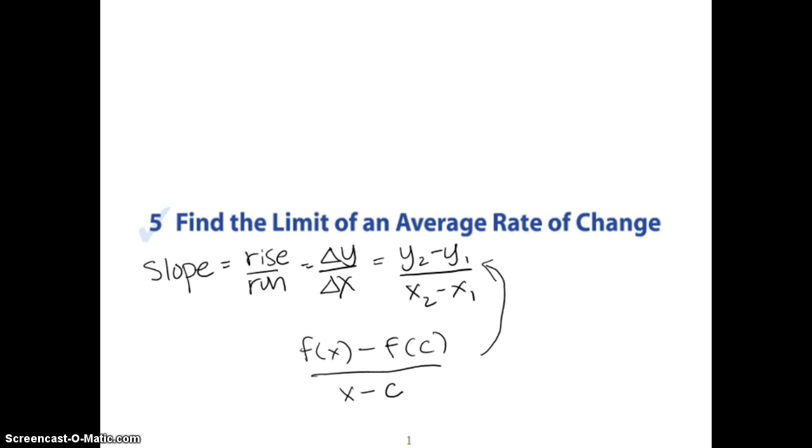For this unit, we're going to be finding the slope or the average rate of change, but we're going to be using this representation of slope, f of x minus f of c over x minus c, to actually find the average rate of change, the slope. It's just a different version of the same formulas you've always used. Okay, so now we're going to work a couple of problems just to give you an idea of how to handle these.